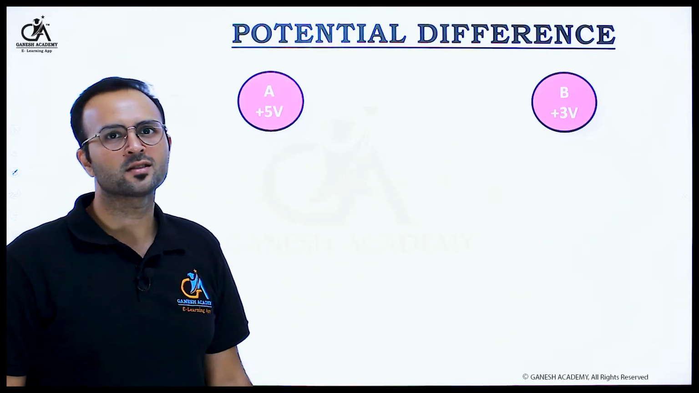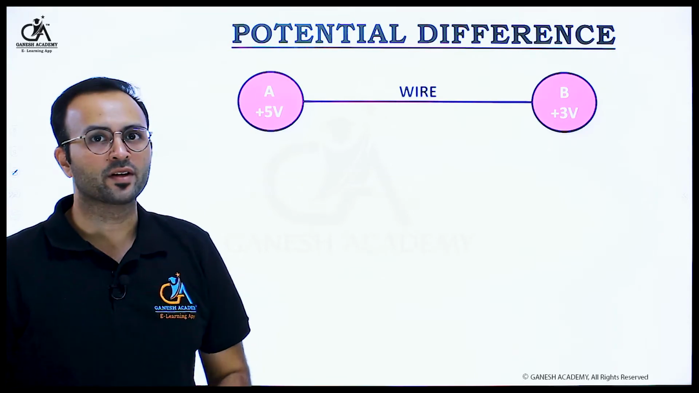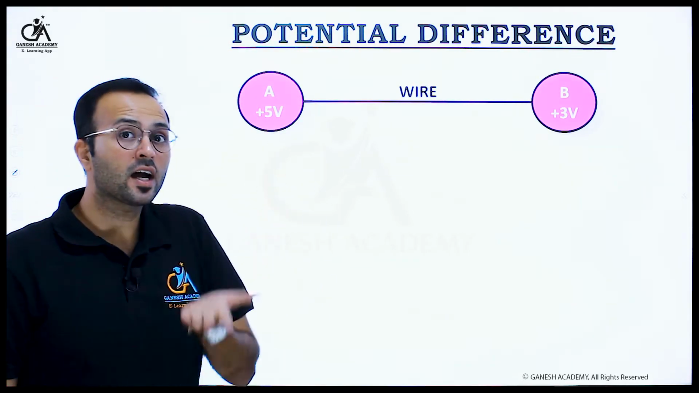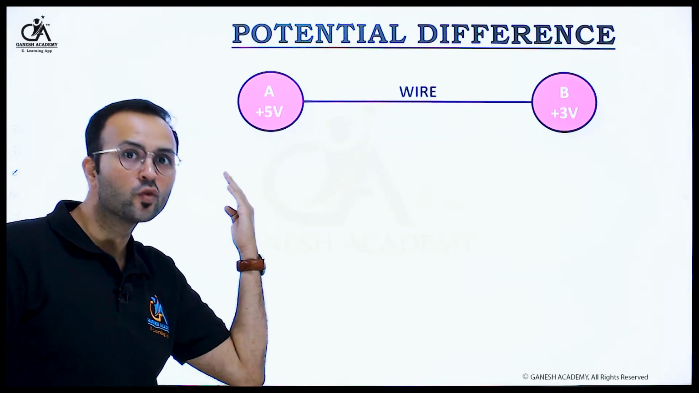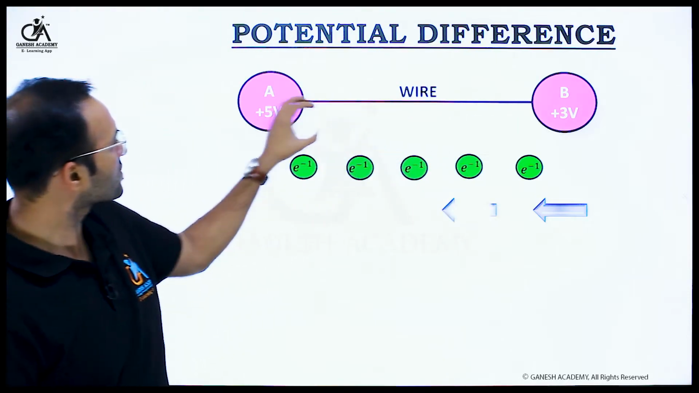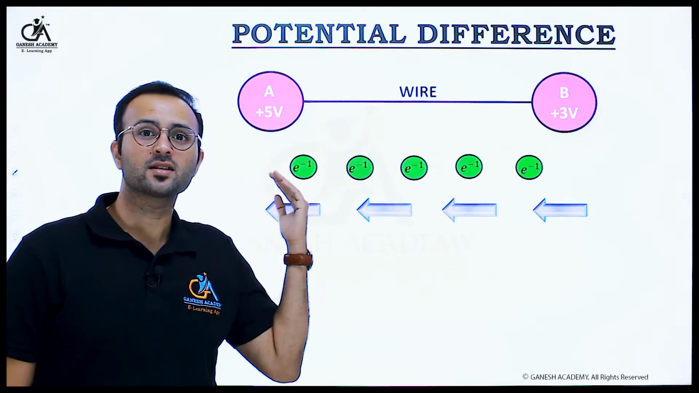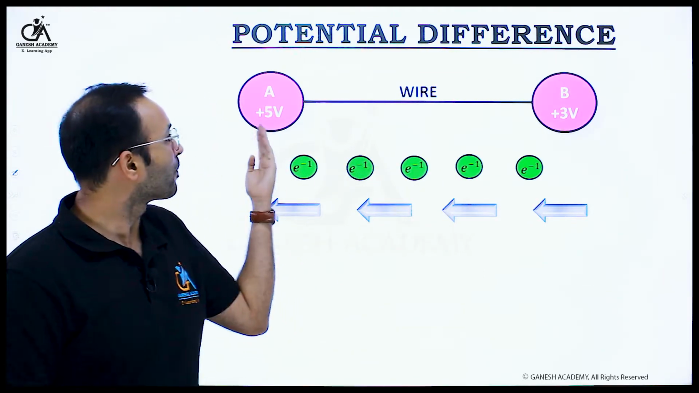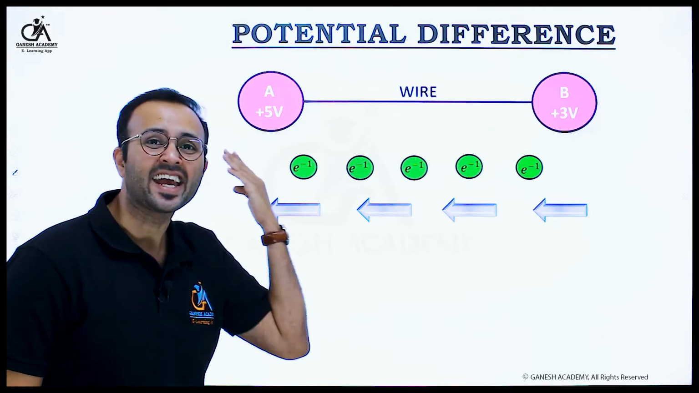Now let's connect these by a wire. When I connect them by a wire, what will happen? As A has a higher potential, all electrons of B will move to A. So you can see all electrons will be attracted to A. So what is happening? There is a potential difference between these two bodies. That's why all electrons are flowing towards A.